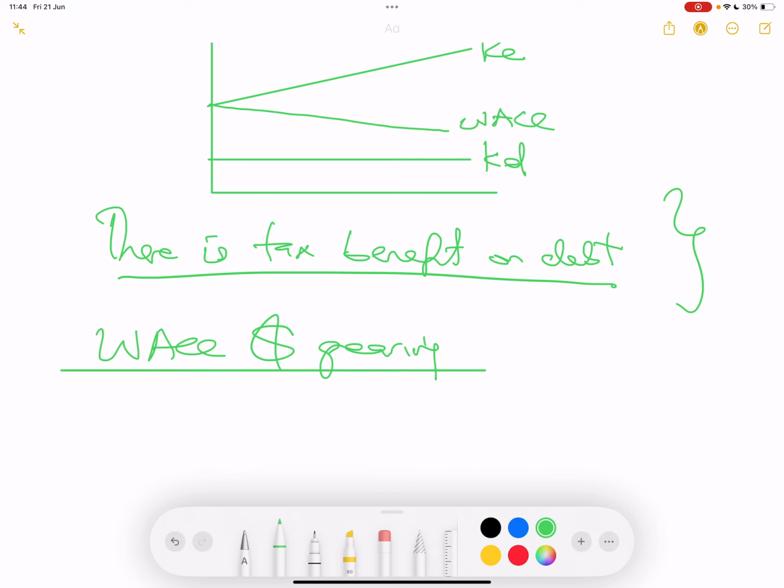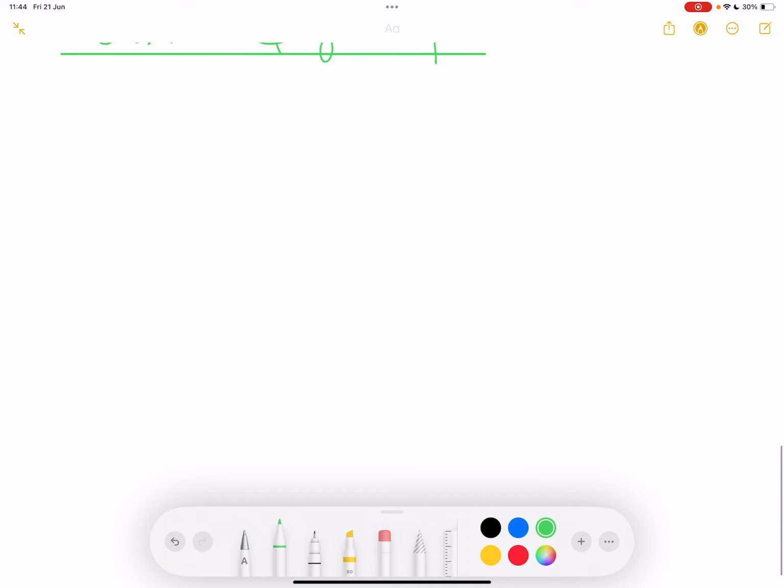And let's go to the second part that I want us to talk about, which is about asset and equity beta. So let's look at asset and equity beta. What does this mean?